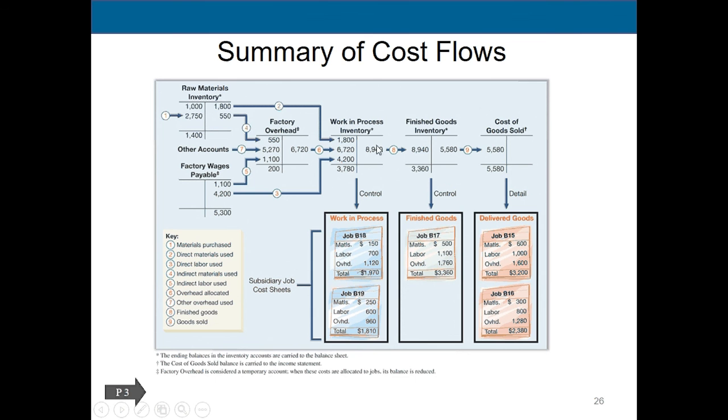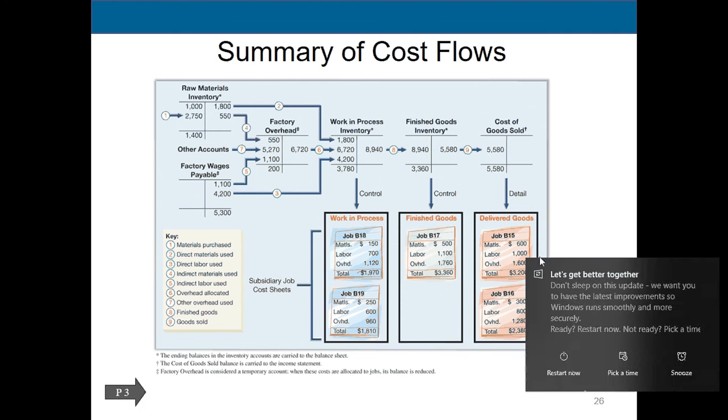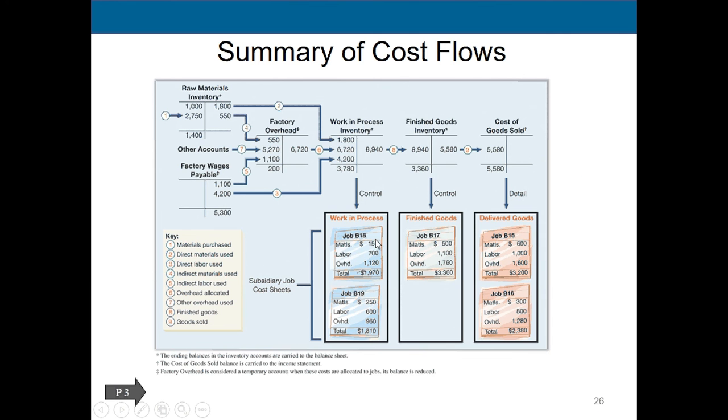Expanded summary of cost flows. Again, we've kind of seen all this. We just saw this on the prior slide. But now we have detail about all this because we can see how much is in job B18, how much is in 19, how much is in 17, 15, 16. Why is it important? Again, it's important because I need to know how much I should sell job B17 for.